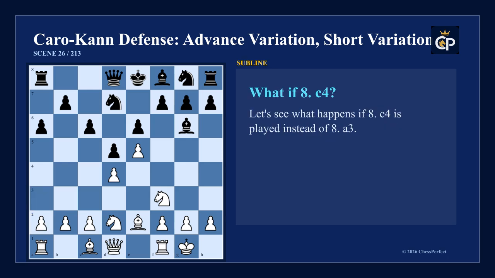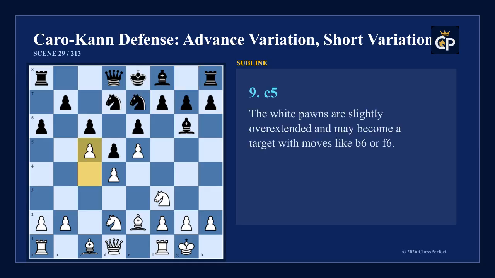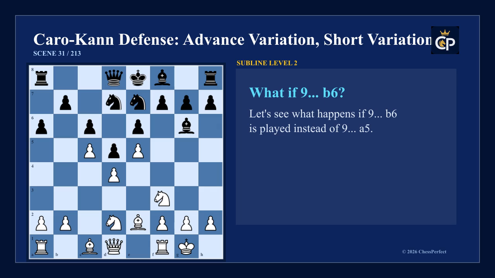Let's see what happens if c4 is played instead of a3. c4. Knight e7. c5. The white pawns are slightly overextended and may become a target with moves like b6 or f6. a5. Stops White from playing b4. Let's see what happens if b6 is played instead of a5.